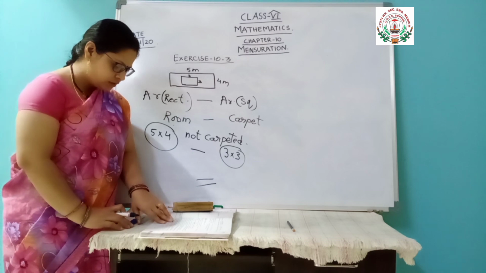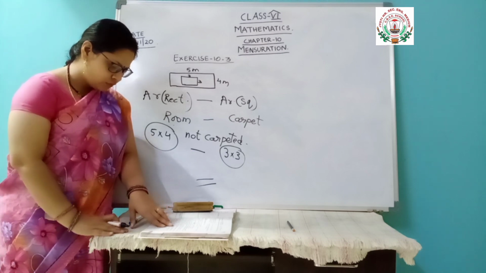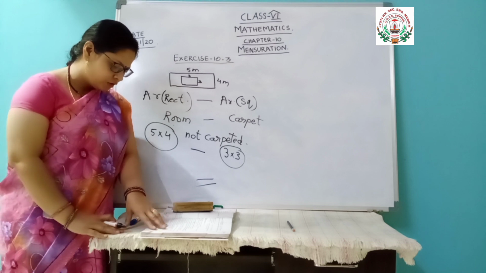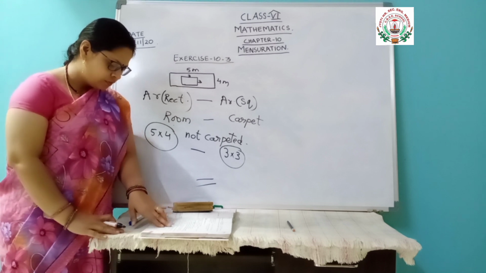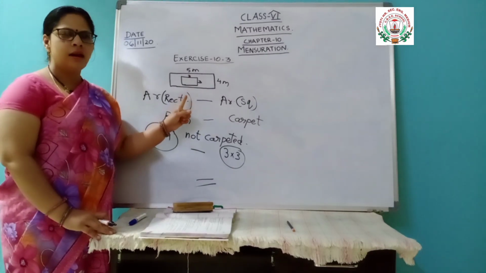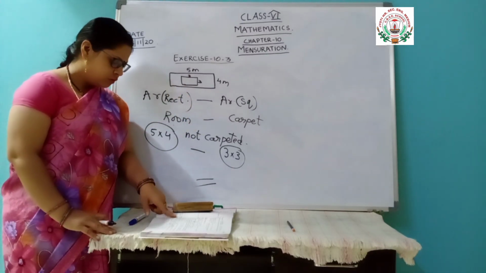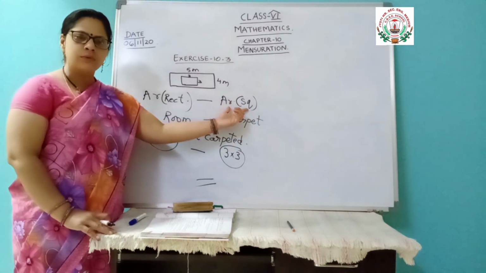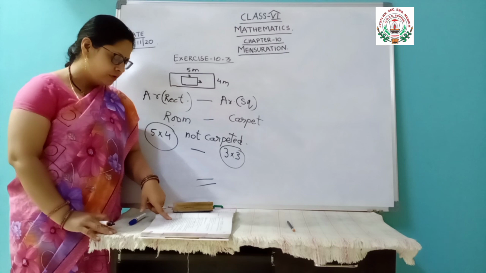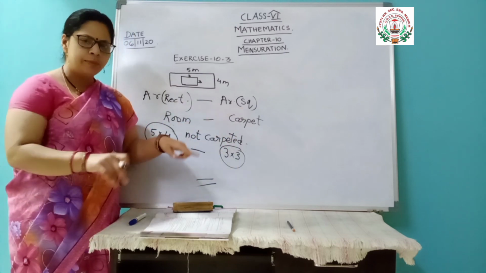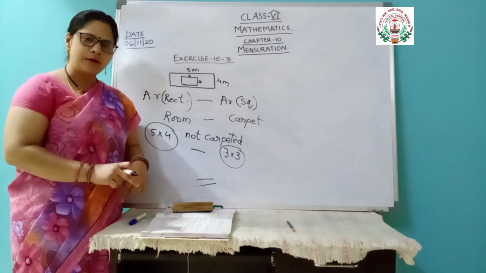Then next one, 5 square flower beds each of 1 meter are dug on a piece of land 5 meter long, 4 meter wide. What is the area of the remaining part of the land? It is exactly similar to this question. Only 5 square flower beds. As here only 1 square carpet is given, there it is 5. So first you will find out the area of 1 flower bed and then you will multiply by 5.